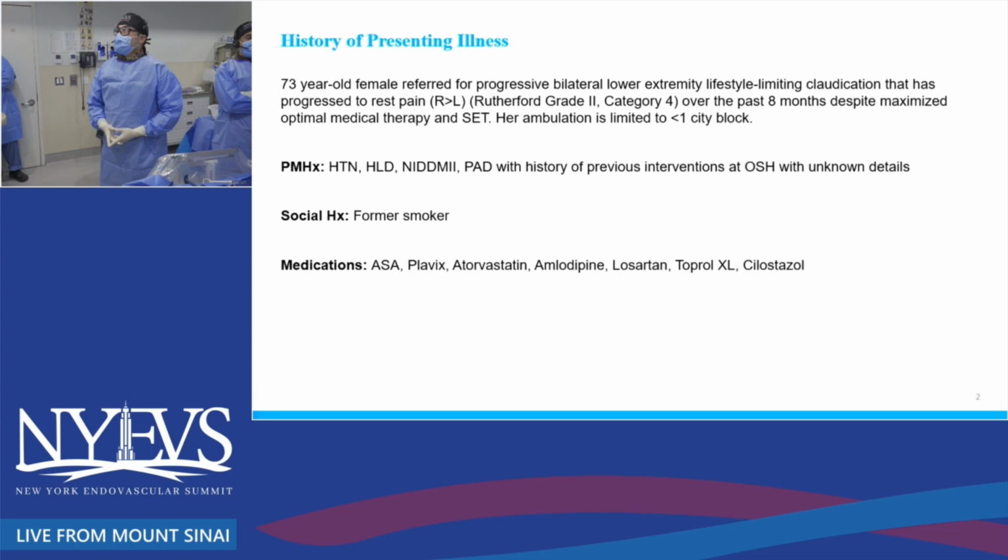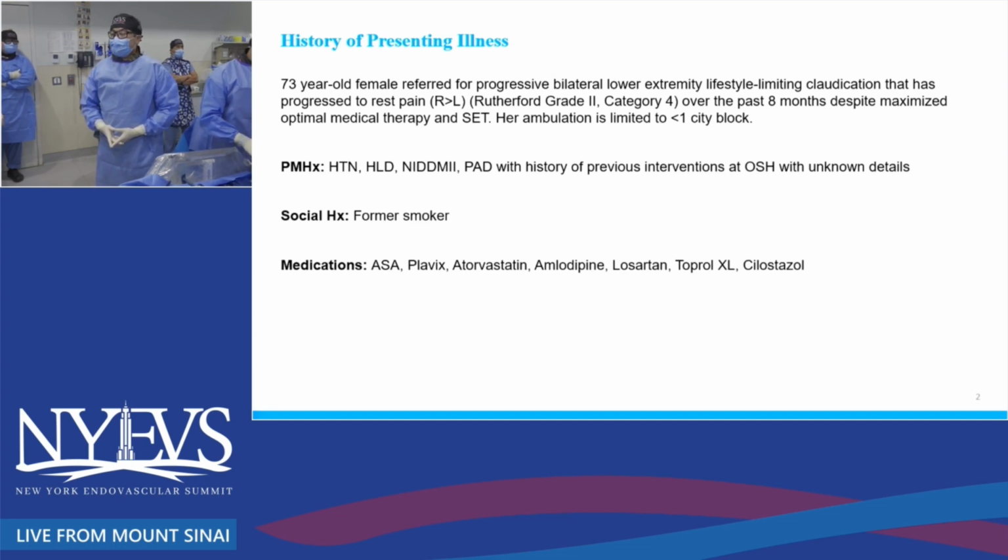Her ambulation is limited to less than 1 city block. She has multiple comorbidities: hypertension, hyperlipidemia, diabetes. Of note, she has had previous intervention for peripheral arterial disease. This was done at an outside hospital with unknown details. She is a former smoker and she is on good medical therapy. Next slide, please.